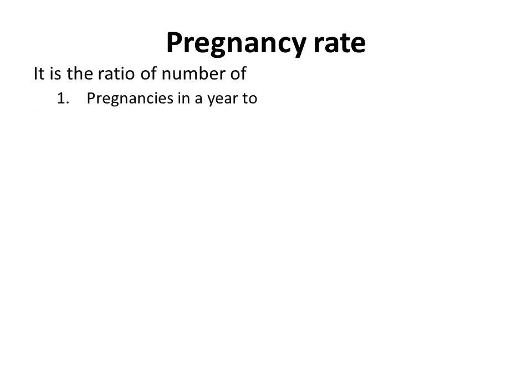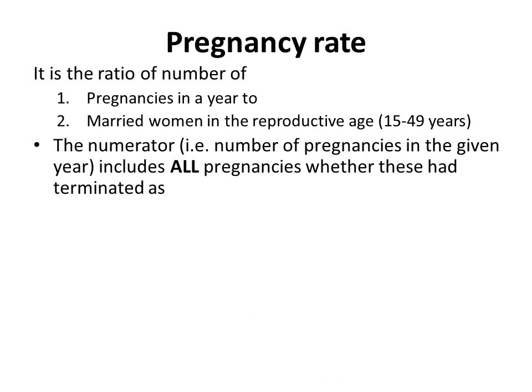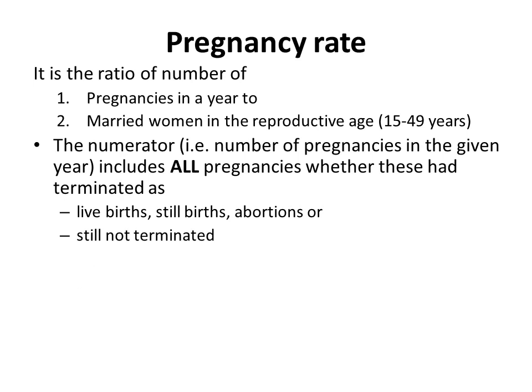Pregnancy rate is the ratio of the number of pregnancies occurring in a year divided by the number of married women in the reproductive age group for that year. The numerator, that is the number of pregnancies in the year, would include all pregnancies, whether the pregnancy results in stillbirth, live birth, abortion, or is still not terminated at the time of counting. Pregnancy rate may be required for different reasons. One example may be the difference between pregnancy rate and birth rate. If it is too large, it may show the unmet need for contraception or may reflect a deficient antenatal care.